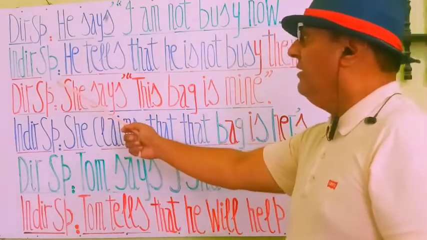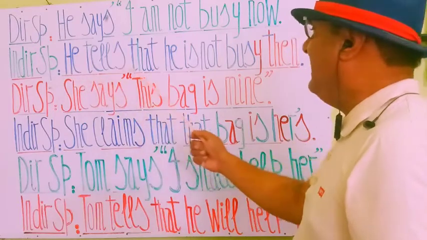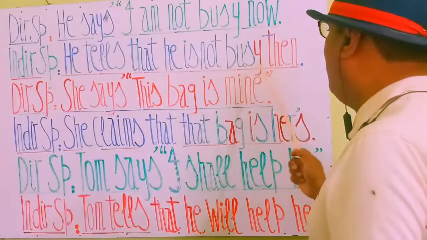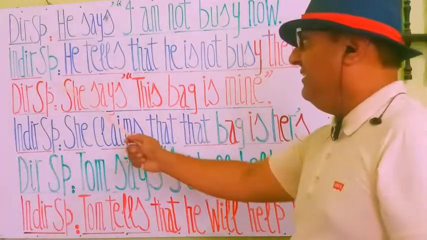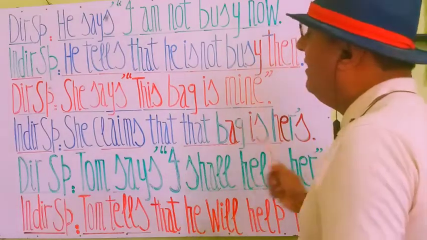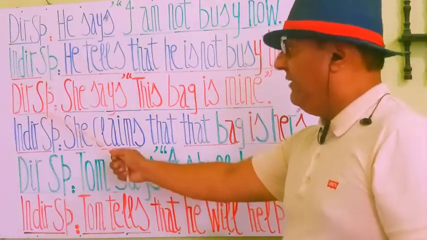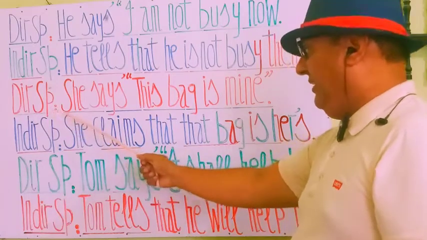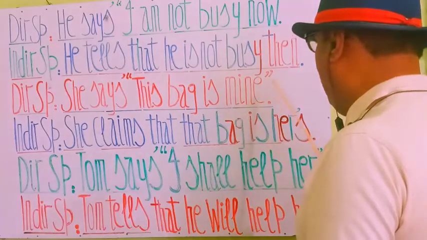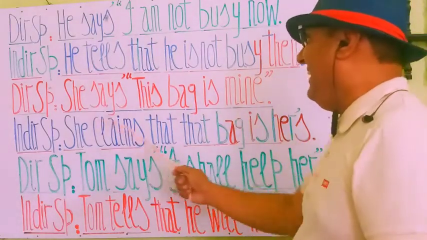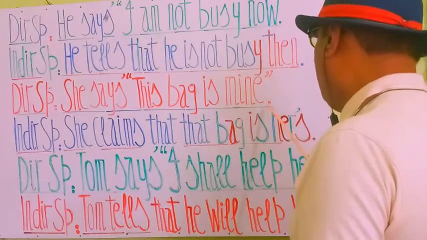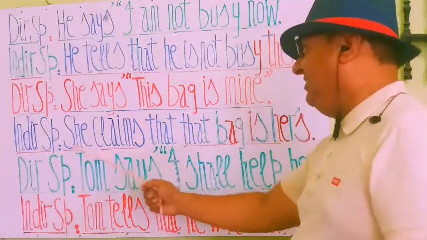In indirect speech, you see, he tells that he is not busy then. Full stop. This is indirect speech. Let's see the next statement. Direct speech statement here. She says, "This bag is mine." Commas close, full stop. Let's see its change.